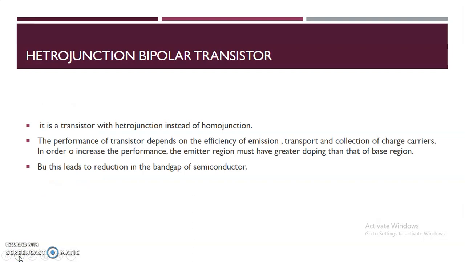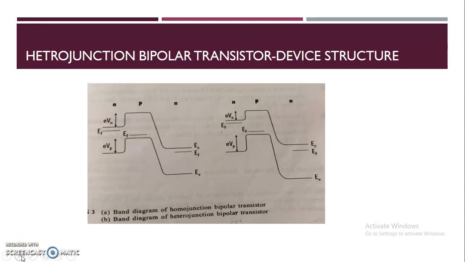The next topic for discussion is the heterojunction bipolar transistor. It is actually a transistor with a heterojunction instead of a homojunction. The performance of a transistor depends on the efficiency of emission, transport and collection of charge carriers. In order to increase the performance, the emitter region must have greater doping than that of the base region. But this leads to a reduction in the band gap of the semiconductor. Now these are the band diagrams of a homojunction bipolar transistor, and this is the band diagram of a heterojunction bipolar transistor.